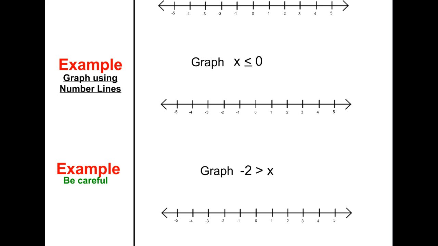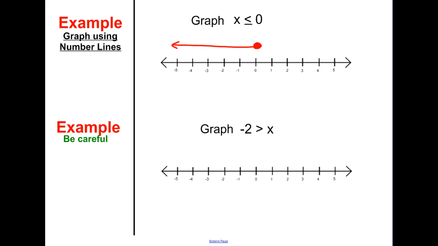Now let's graph x is less than or equal to 0. That or equal to tells you at 0, I need a closed dot. Now I got to think about which way do I go, left or right, to go less than. Well, I'm going to go that way, right?